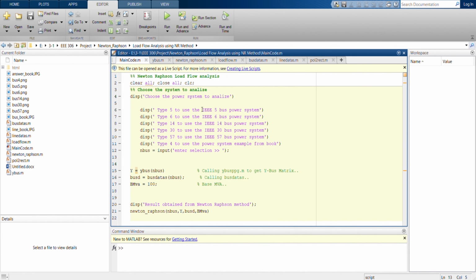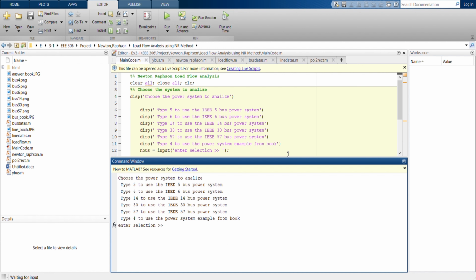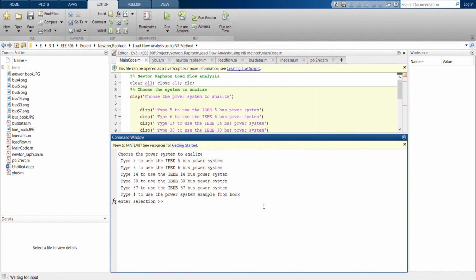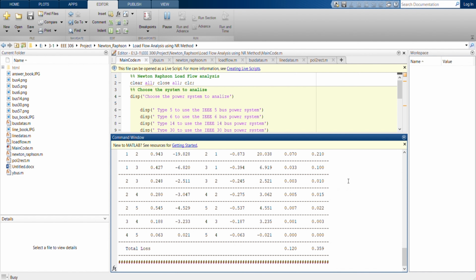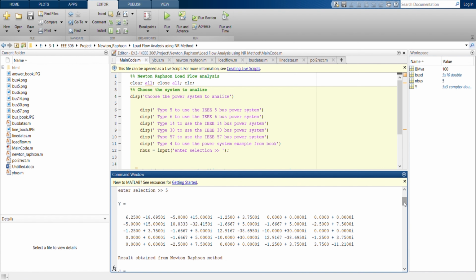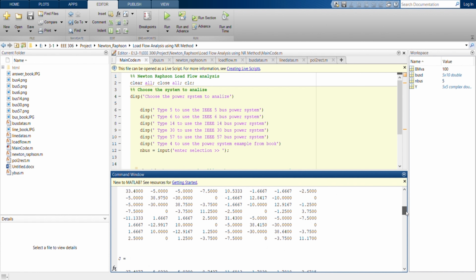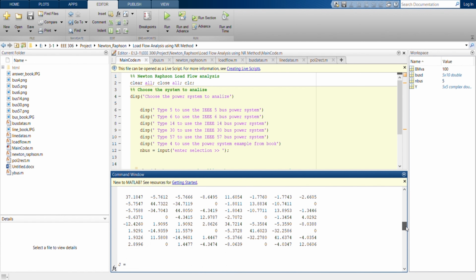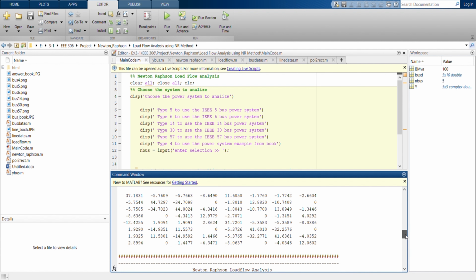Now, if I run the code, you can see that MATLAB asks me to select the number of buses I want to continue the load flow analysis for. If I type 5 and press enter, you see the Y bus matrix for the whole system. This is the Jacobian matrix we have got. This is the whole load flow analysis.